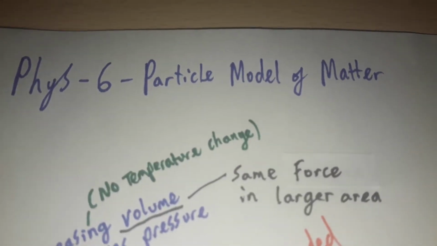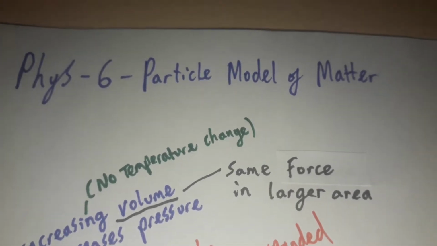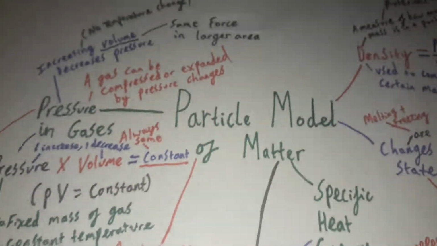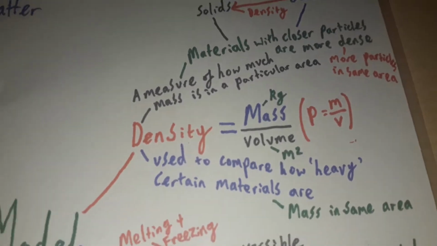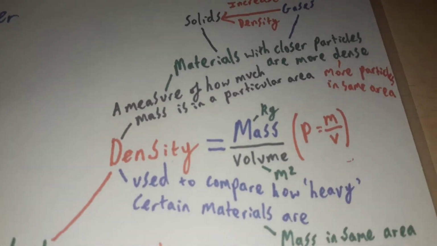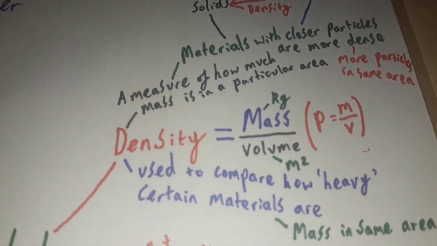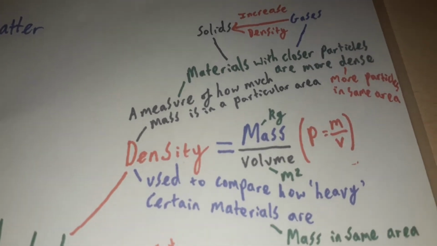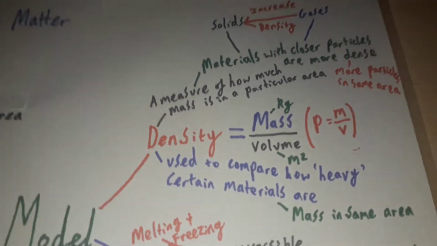Today we're looking at Physics Topic 6, which is all about the particle model of matter. So first, let's start off by looking at density. Density equals mass in kilograms over volume in meters squared. So that means that density is measured in kilograms over meters squared.